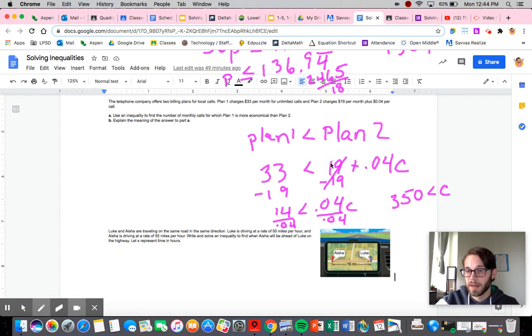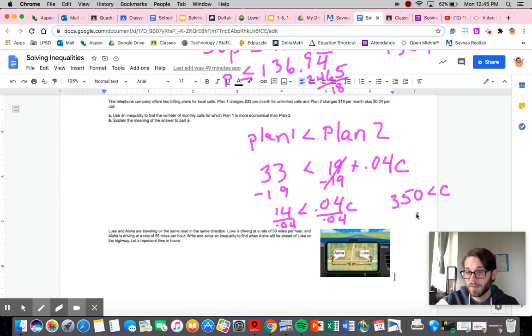then we would have ended up in a scenario where this side is better, right? But if we're making more than 350 calls, it's better to choose Plan 1, all right? So what does this mean, right? I think sometimes we end up in a scenario where 350 is less than C. It's a little hard to deal with.